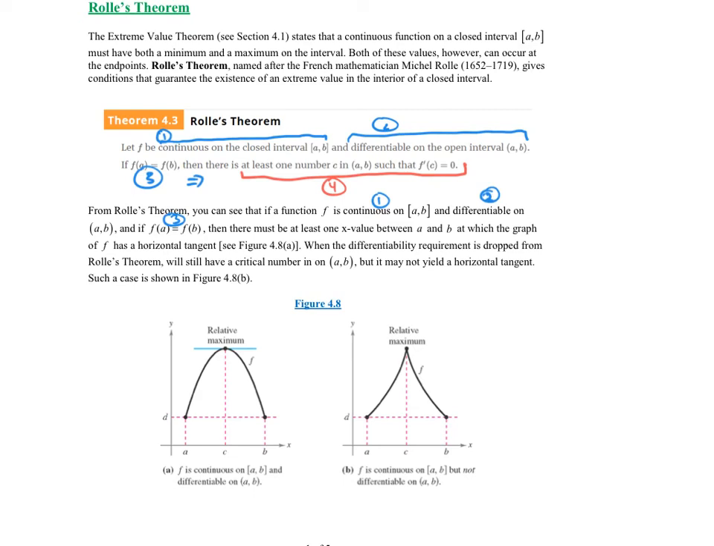So when the differentiability requirement is dropped from Rolle's theorem, we still have a critical number, but it may not yield a horizontal tangent line. So if you don't have that it's differentiable, you could have something like a cusp or a nice V where we have that critical value, but of course at that point the derivative is not defined.